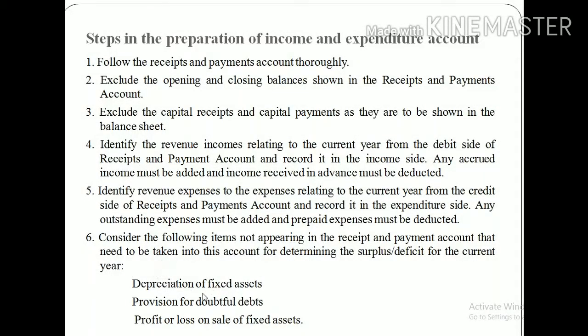Here, the depreciation of fixed assets, provision for doubtful debts, and profit or loss on sale of fixed assets are not shown in the receipts and payment account, but these are shown in the adjustments. So these adjustments are to be considered while preparing the income and expenditure account to determine the surplus or deficit of the organization. So these are the six important steps you should remember while preparing the income and expenditure account.